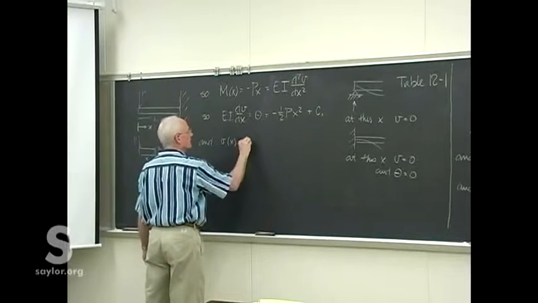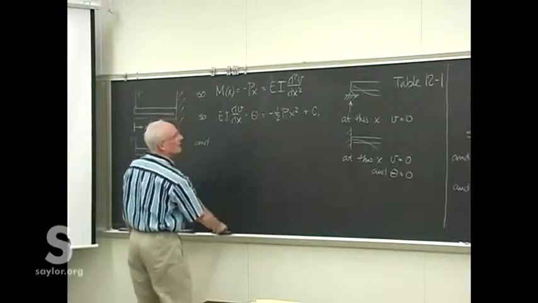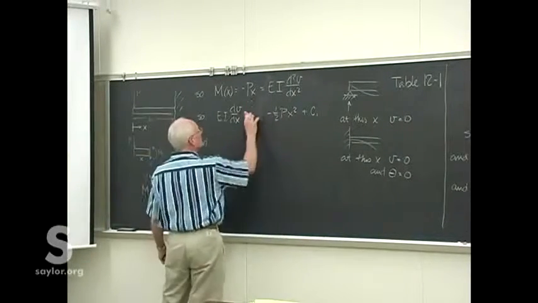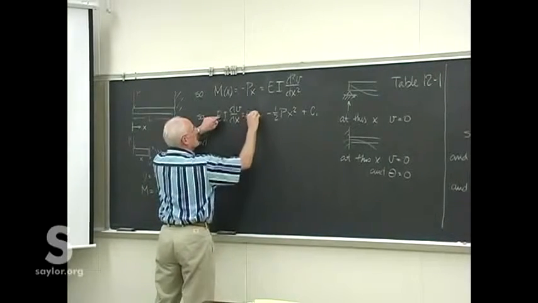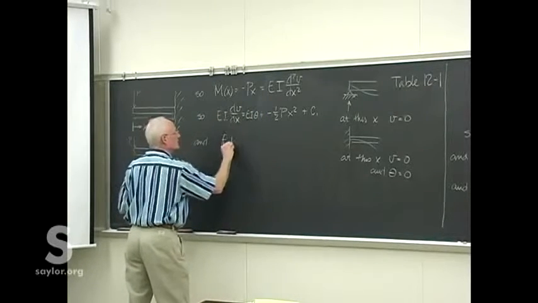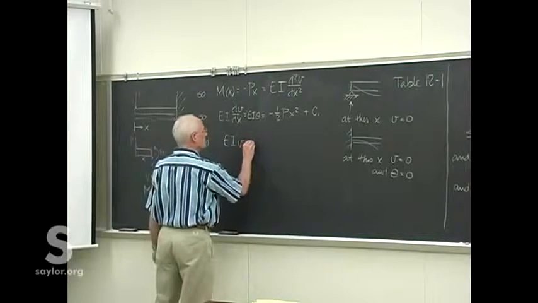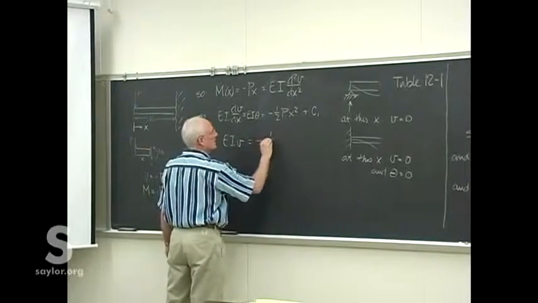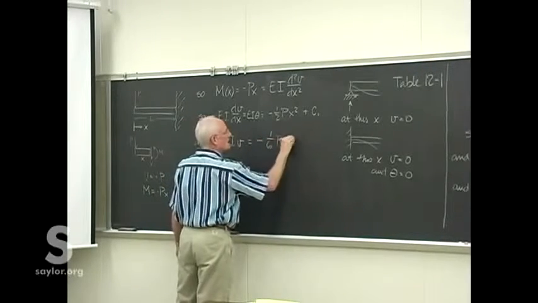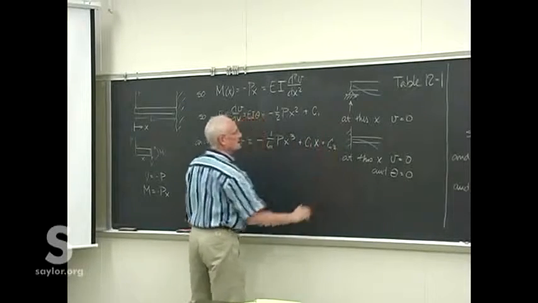So v as a function of x is EI, actually, what I need in here is not theta, but I put the EI on, so I need EI theta, and so our curve is the integration of that. I've got that EI in there, but that's just a constant of the geometry of the problem, so we'll just handle that as we go. So this is then minus 1/6 Px cubed plus C1x plus C2.